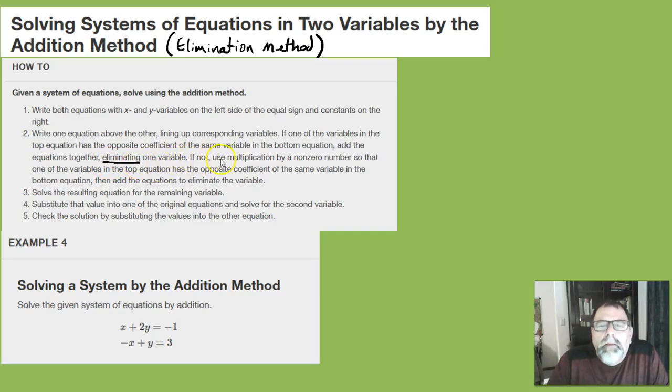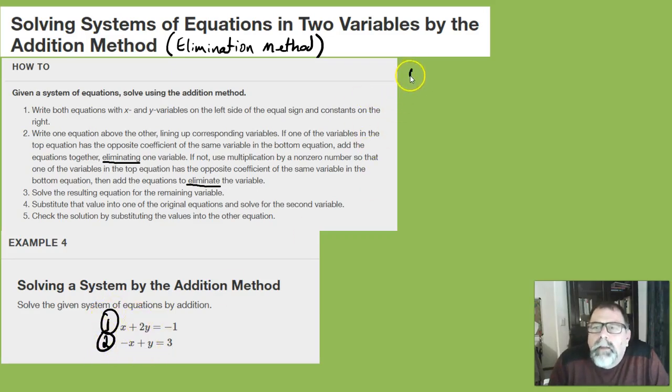If not, use multiplication by a non-zero number so that one of the variables in the top equation has the opposite coefficient of the same variable in the bottom equation. Then add the equations to eliminate the variable. So again, that's the key. We want to eliminate a variable. So let's start with those. The first step's done for us. And again, I'm going to label this equation 1, equation 2.